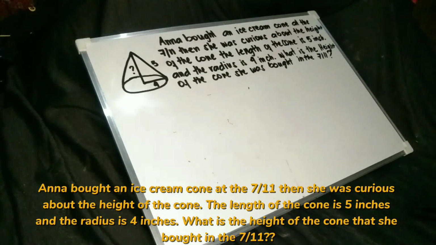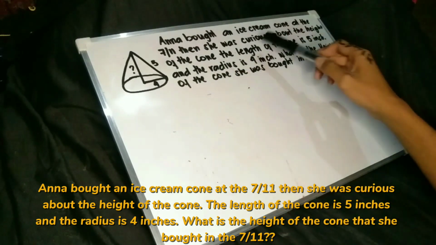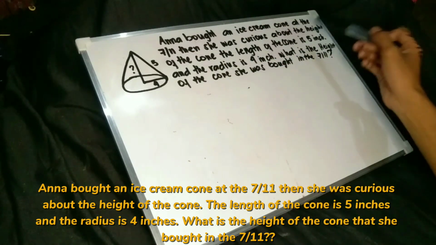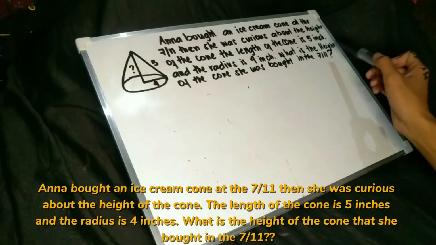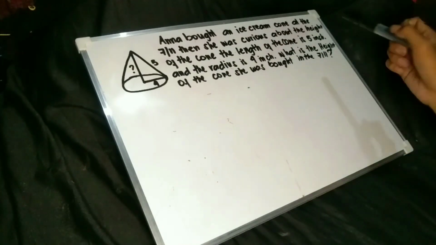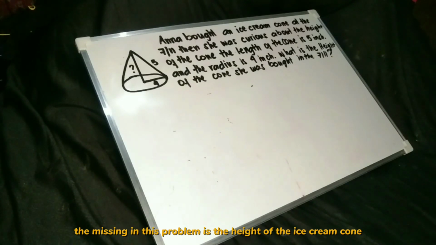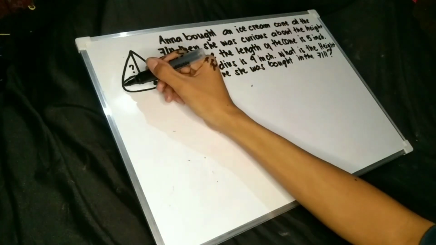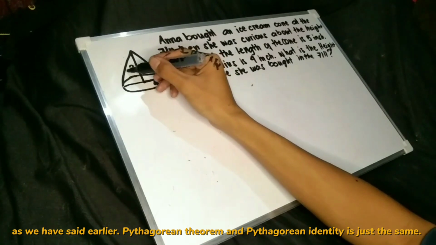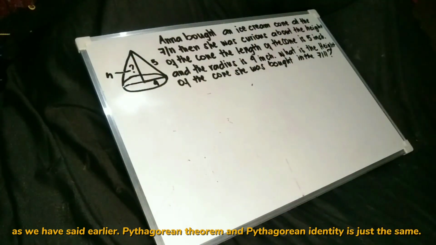Anna bought an ice cream cone at the 7-Eleven, then she was curious about the height of the cone. The slant length of the cone is 5 inches, and the radius is 4 inches. What is the height of the cone that she bought? The missing value in this problem is the height of the ice cream cone. As we have said earlier, the Pythagorean theorem and Pythagorean identity are just the same.